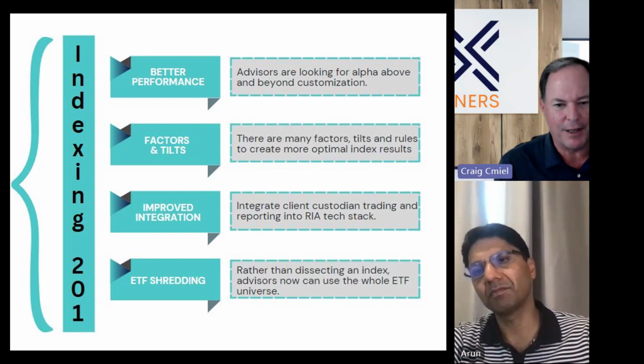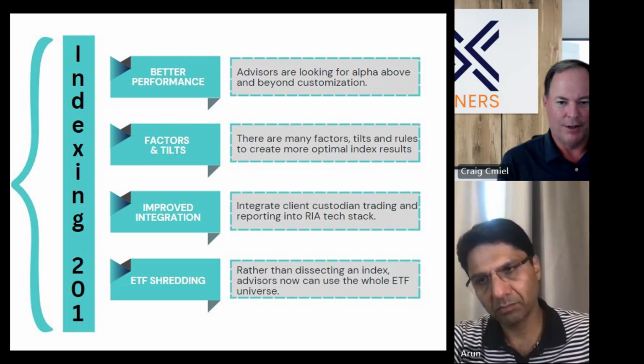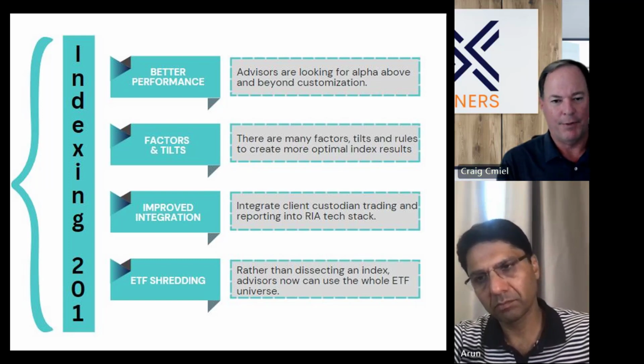I know that you believe that you can improve performance by building indexes a certain way, or another way of saying that is to find or extract alpha through this process. But explain to us how you go about doing that.